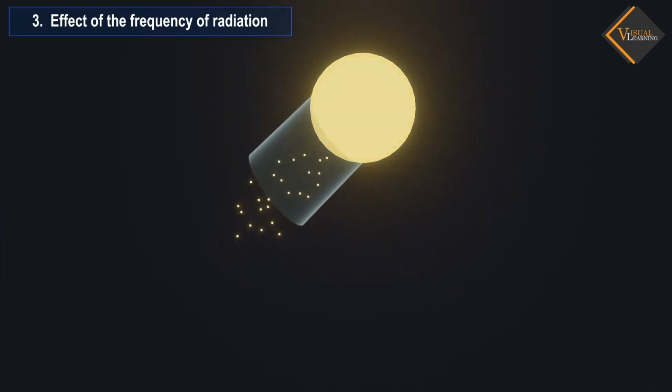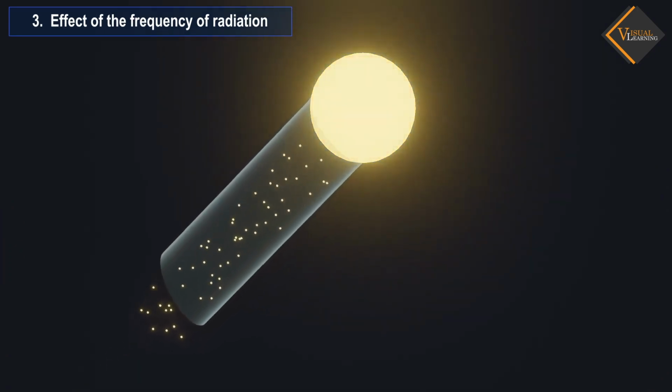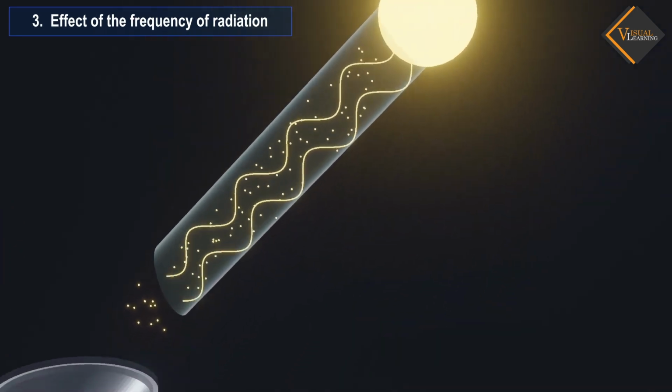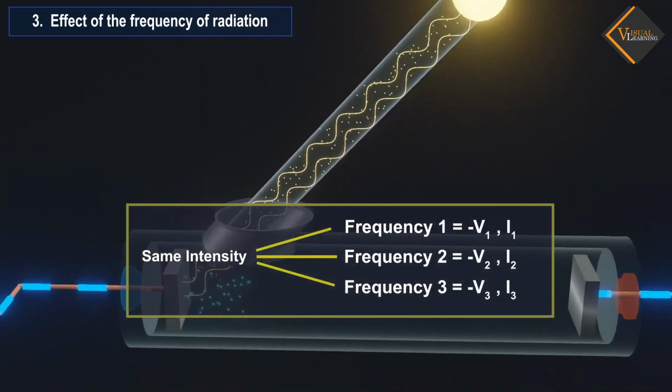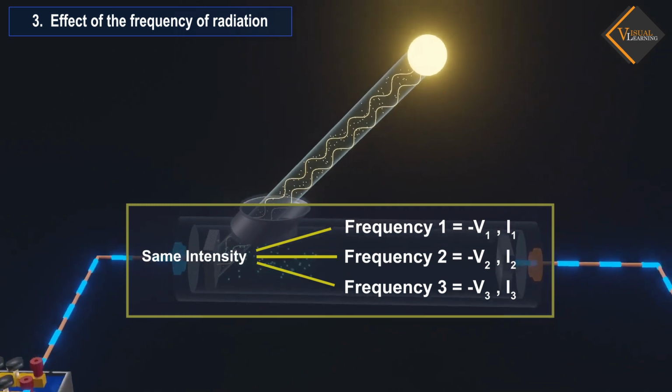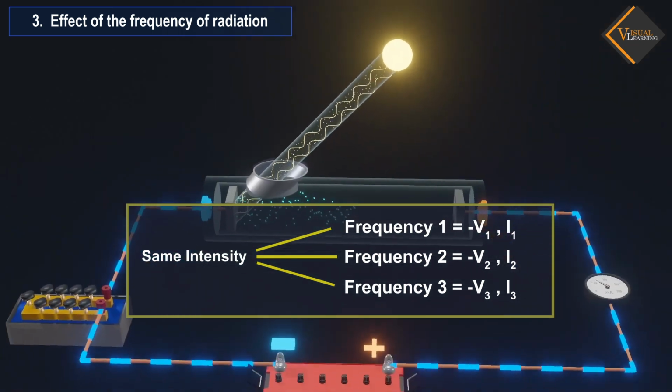Effect of the frequency of radiation. It was found in this experiment that when the same intensity of radiation is applied at different frequencies, the photoelectric current and the value of the stopping potential also vary.